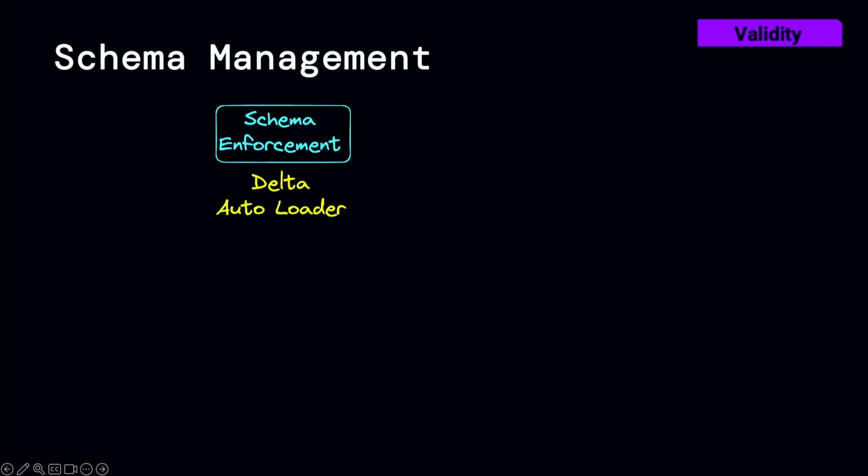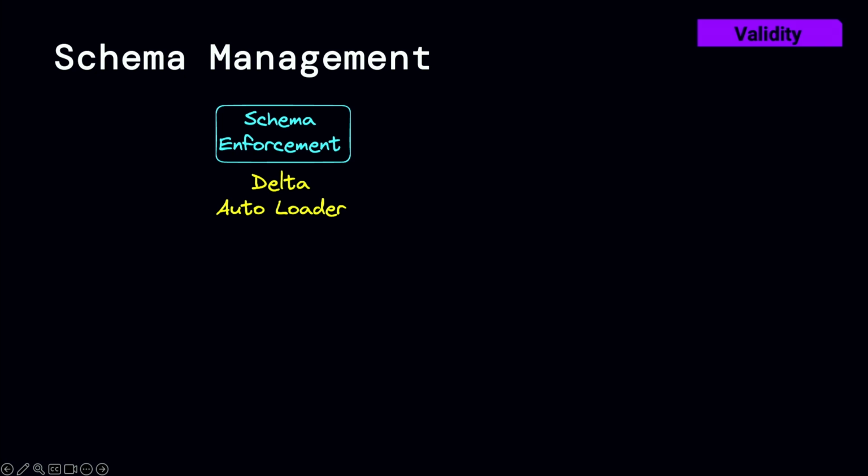Schema enforcement is important because you want your schema to conform to a certain format. Delta, out of box, gives you the capability to do schema enforcement. That means for anything that's writing to Delta, if you don't specifically set Delta schema evolution, Delta will fail the write operation. Autoloader also does schema enforcement. It will write anything that doesn't comply to the schema into the rescue data column.